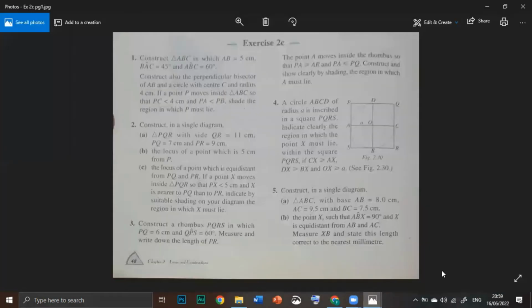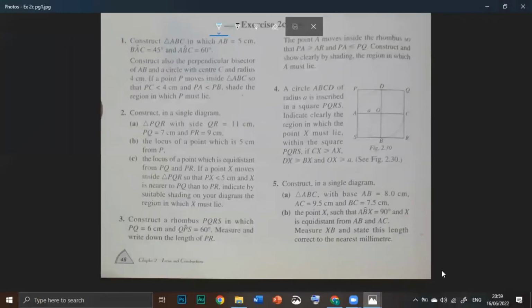The next question is: construct in a single diagram the triangle PQR with QR equal to 11, PQ equal to 7, and PR equal to 9. Then draw the locus of a point which is 5 centimeters from P. We will draw the triangle and the locus of the point 5 centimeters from P.